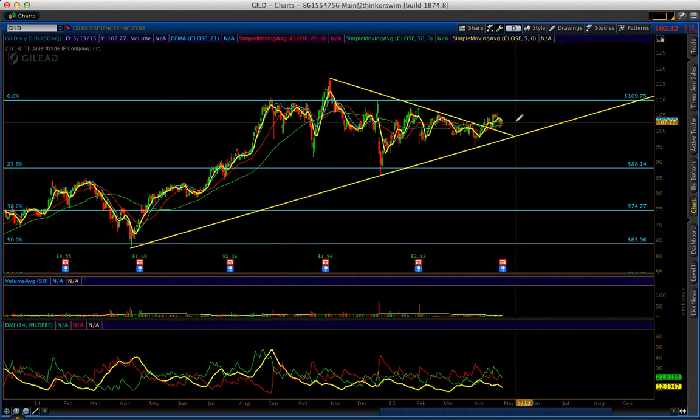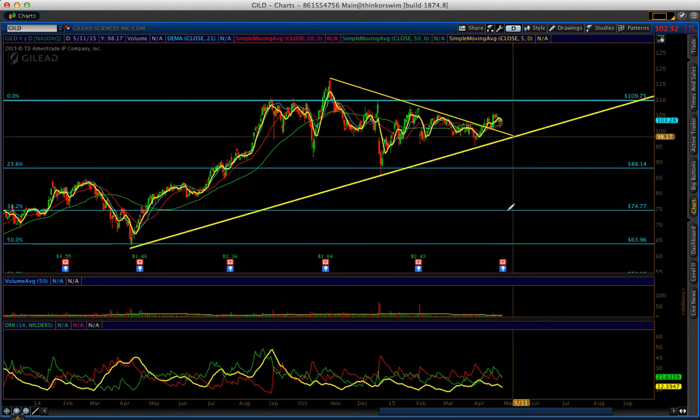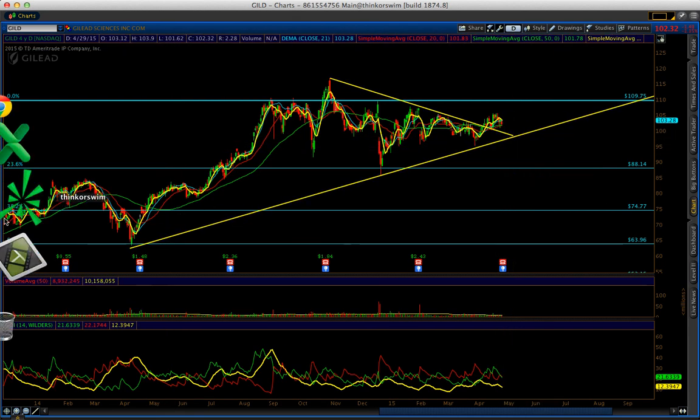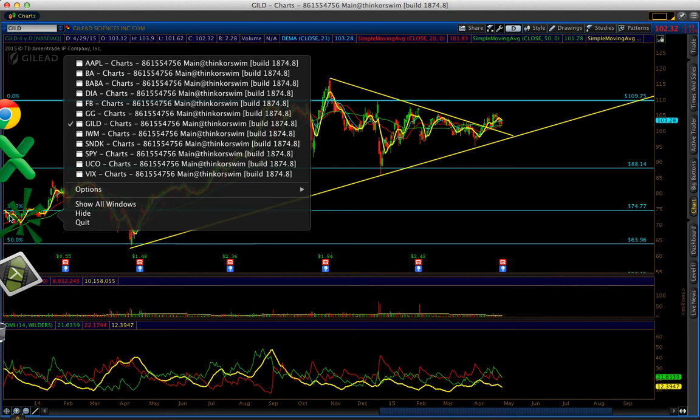There's a probability around 80-20 that it goes up, but there's a 20% probability that it goes down. So let's watch the earnings reports tomorrow after market close.